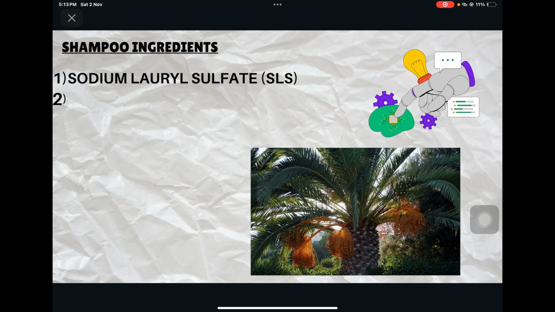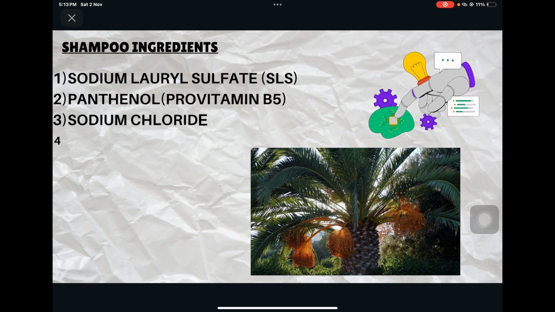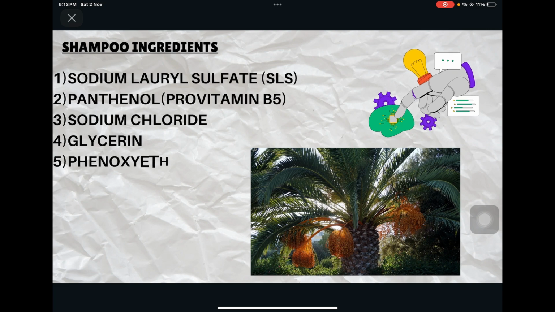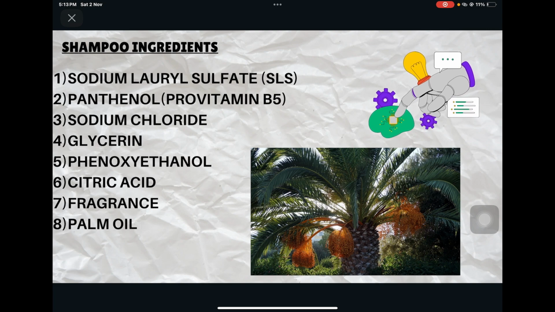Shampoo ingredients. Number 1 is sodium lauryl sulfate, SLS. Number 2 is panthenol provitamin, B5. Number 3, sodium chloride. Number 4 is glycerin. Number 5, phenoxyethanol. Number 6, citric acid. Number 7, fragrance. Number 8, palm oil.